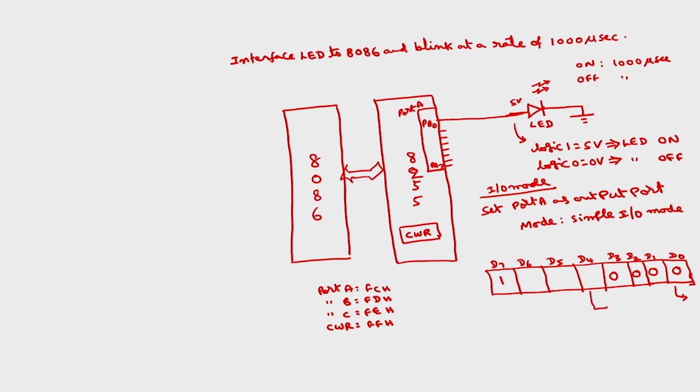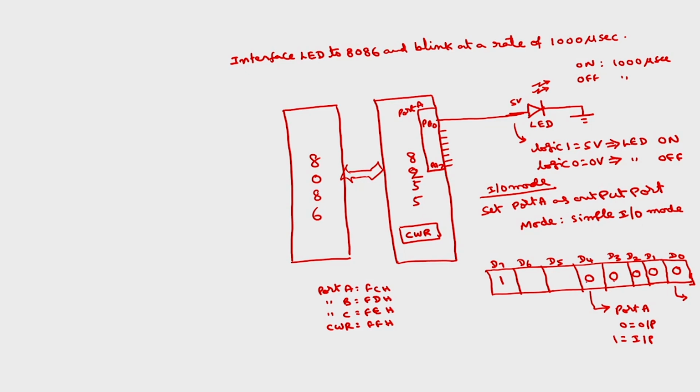And what about the D4 bit? This is for port A. Because I am using only port A, this is important. I have to set this as 0 for output mode, 1 for input mode. Because I am using this port A as an output port, I have to set this as 0. The remaining last 4 bits can be either 0 or 1.